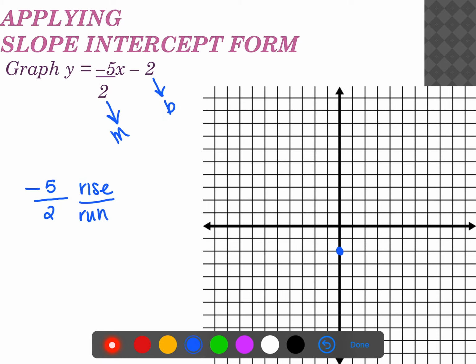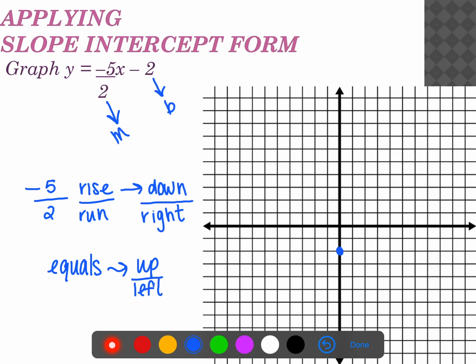Okay, my slope is -5/2. This is my rise over run. So if it is a negative rise, we're going to go down, and if it's a positive run, we're going to go to the right. Okay, an equivalent for down and to the right is up and to the left.